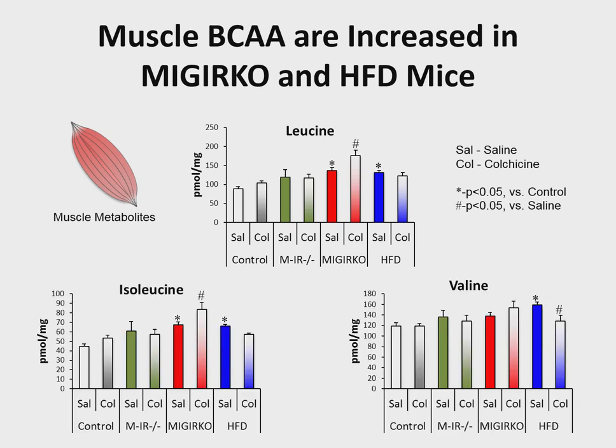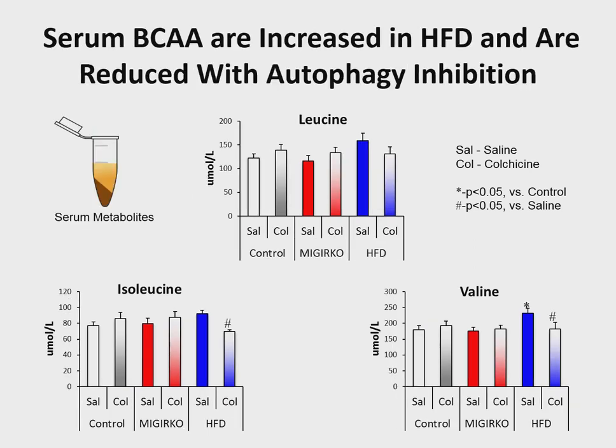When looking at the two other branched-chain amino acids, we see a very similar pattern in that they are significantly increased in the MCGurko double knockout mice, shown in red, and the high-fat diet mice, shown in blue, compared to controls. There are trends in the insulin-only knockout, but again, the pattern of inhibition with colchicine does not prevent the increase of these branched-chain amino acids, other than valine in the high-fat diet-treated control.